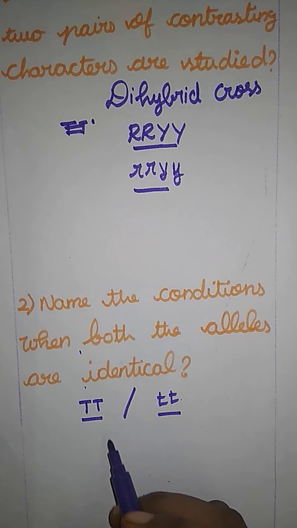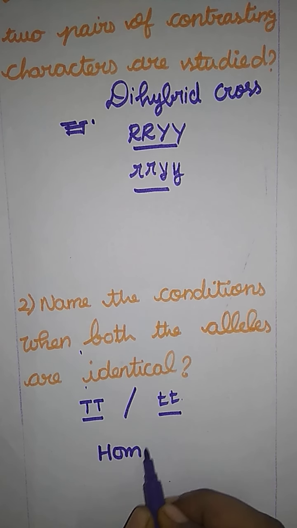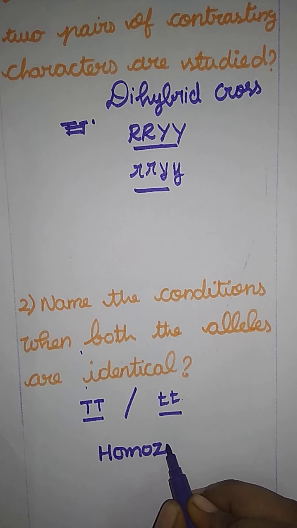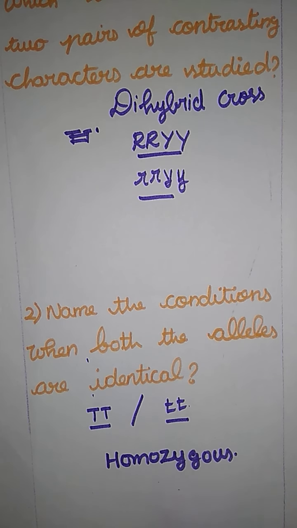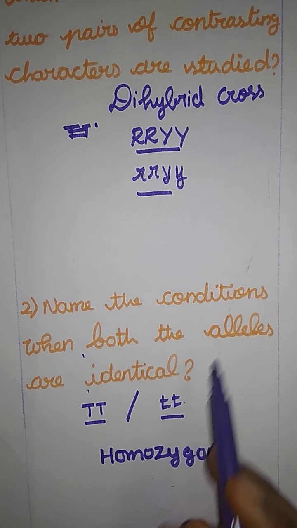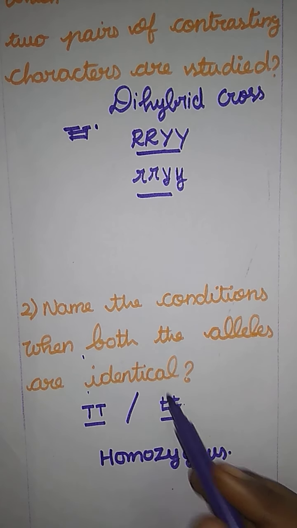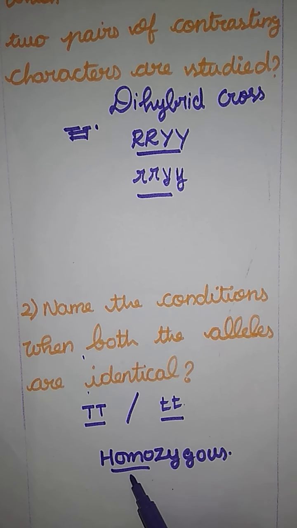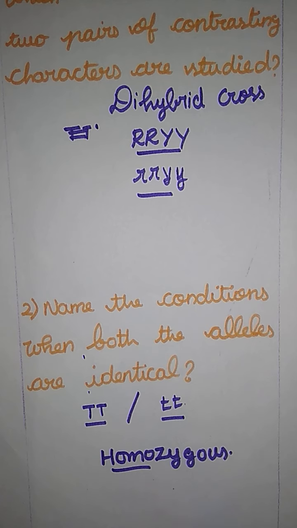Both alleles will be identical. Okay, what is the condition for that? That is homozygous. Both of them are the same. So the alleles have to be identical. Carrying out the character with all alleles identical is possible only if it is homozygous. That is the homozygous. So that's it for the second one.